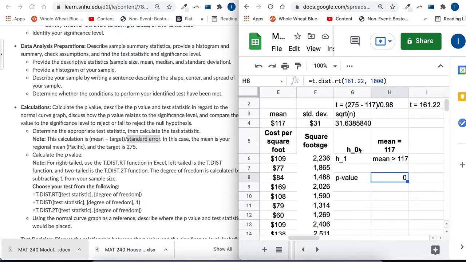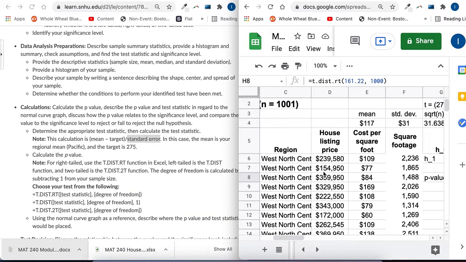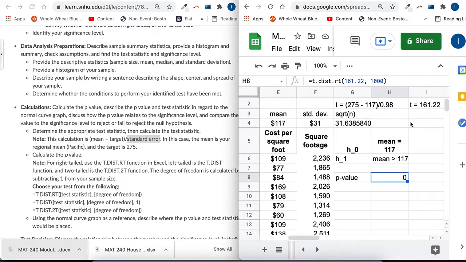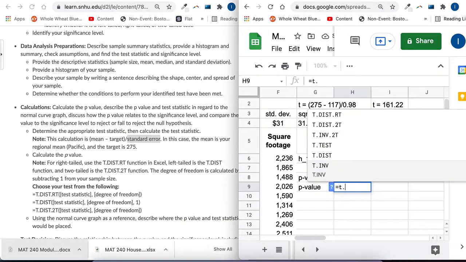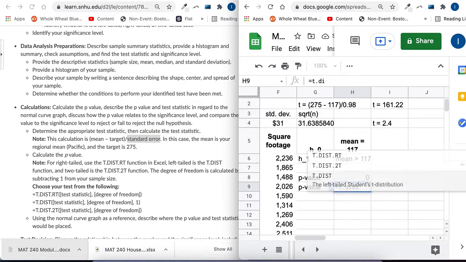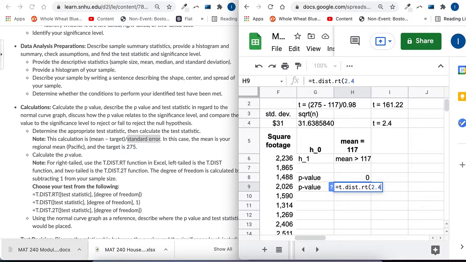But that's because I'm using the wrong data set, right? I didn't want to give away the answer. Let's say we had a t-value of 3. That's too high. Let's do 2.4. Okay, let's say that's what you get, just to show you what a realistic one might look like. The test statistic is 2.4. Let's say that's what you get. Same degrees of freedom.